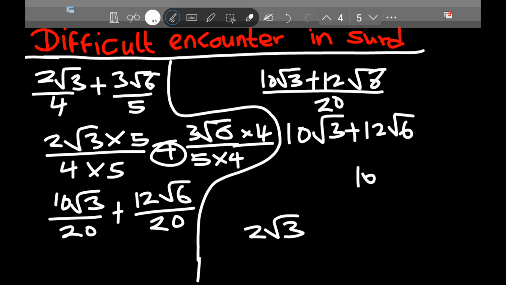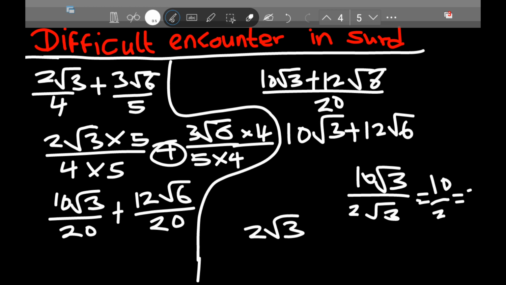Yes, let's try it. 10 root 3 divided by 2 root 3. This root 3 and root 3 will disappear. So we're going to be left with 10 over 2. And 10 over 2 is simply 5.